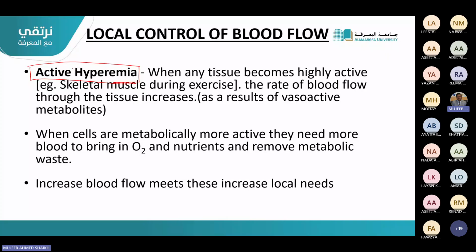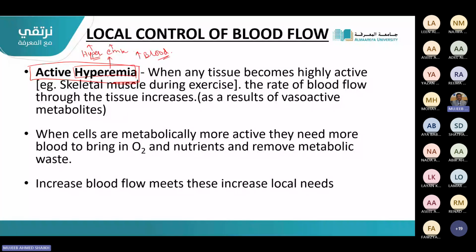Before active hyperemia, who will tell me what is meant by hyperemia? Dissect the term. First we will divide. Hyper means what? Emia means what? Hyper means increase, more. And emia means blood, or oxygen, because oxygen is carried through blood. So hyperemia means increased blood along with oxygen.